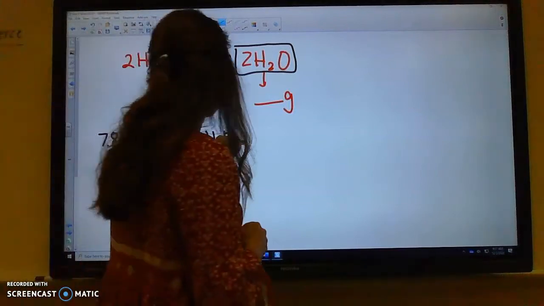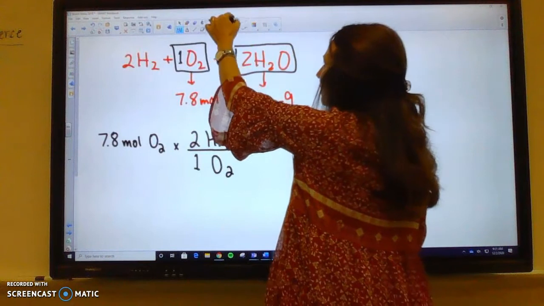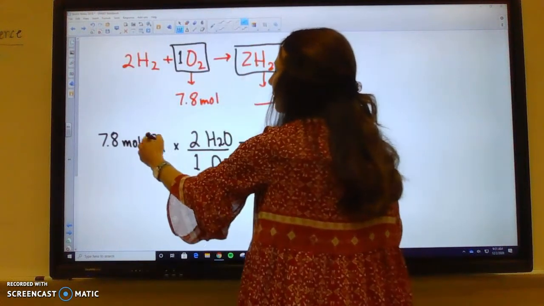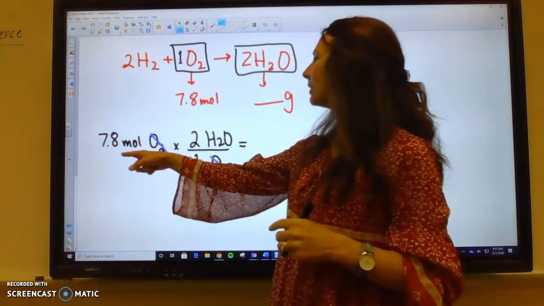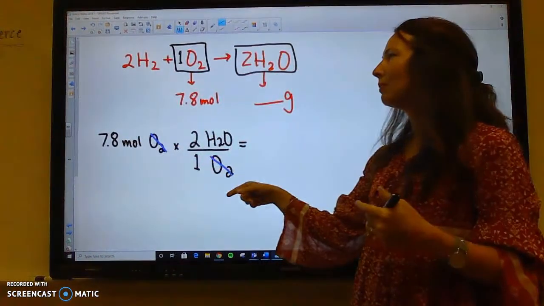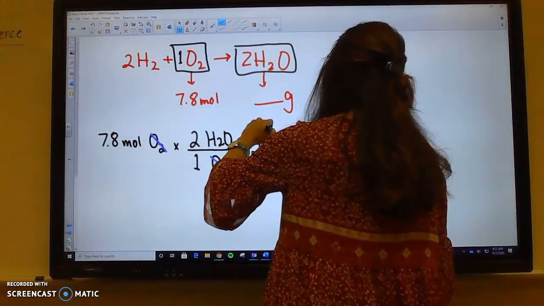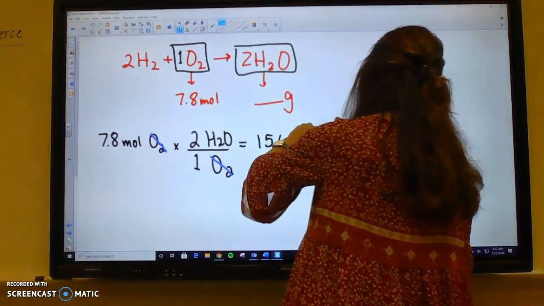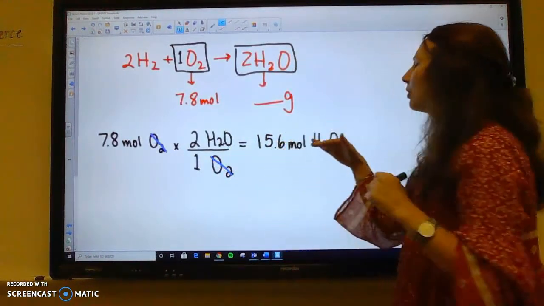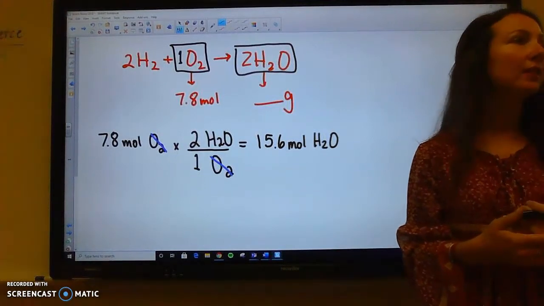So then that's going to give us our answer for how many moles of H2O we're going to have. So O2 is what cancels. We would type in the calculator 7.8 times 2 divided by 1. Is that 15.6? Yeah. So that's going to be 15.6 moles of H2O. Okay? But we're not done, because we had to do one more thing, and that is convert that into grams.